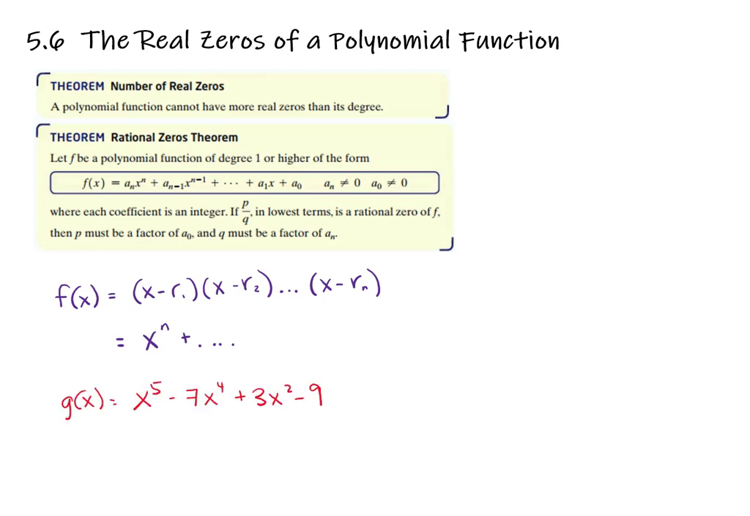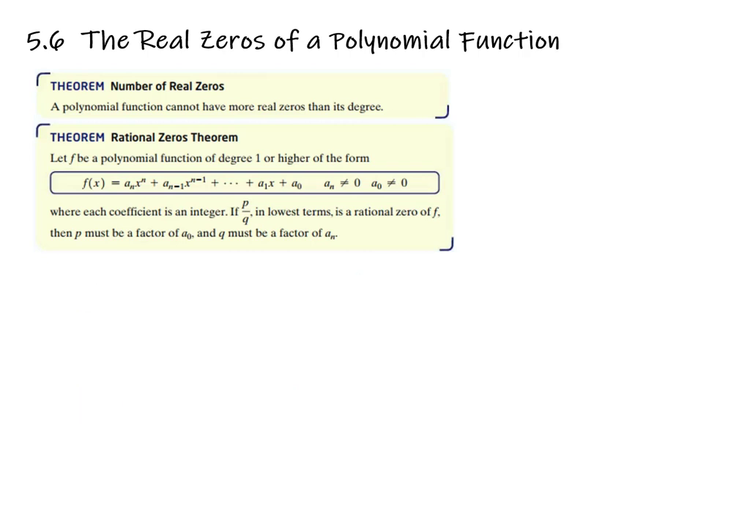The number of real zeros theorem is really nice because if I was given this problem to find all of the real zeros, I would know I'm done when I've reached 5 zeros. I wouldn't have to go around looking for more zeros than 5. So that gives me a limit for how many I'm going to be looking for.